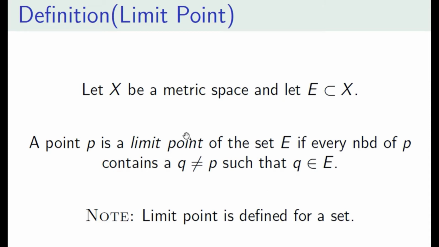The definition of limit point is this: let X be any metric space and let E be a subset of X. A point P is a limit point of the set E if every neighborhood of P contains a point Q which is not P, such that Q is in E. So in order to claim that P is a limit point of this set E, we have to have this condition, that every neighborhood of P has to contain a point other than P, and that point has to be in E. If it satisfies this definition, then we say that P is a limit point of the set E. So the main condition is that every neighborhood of that point has to have a point other than itself.